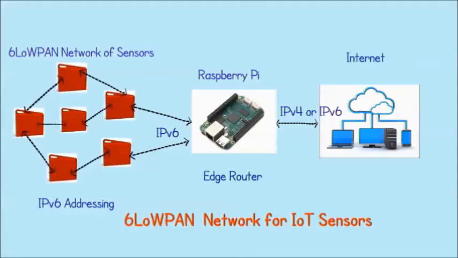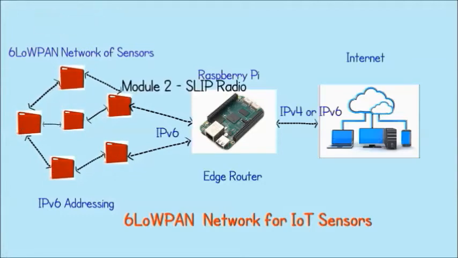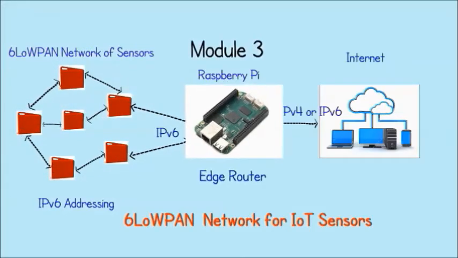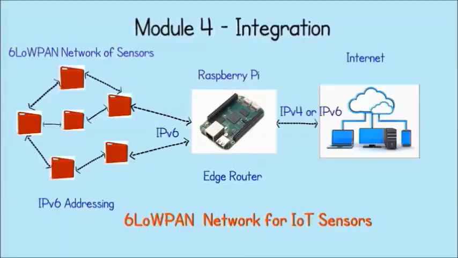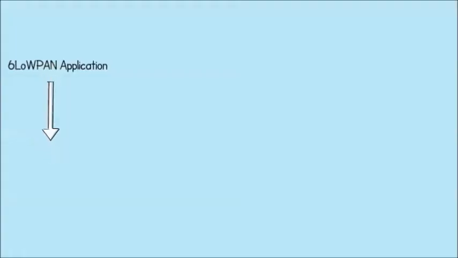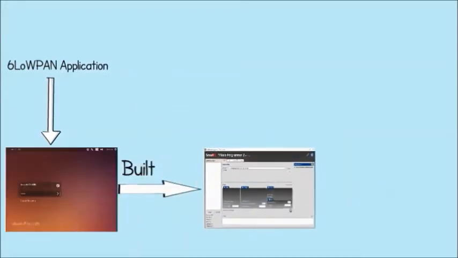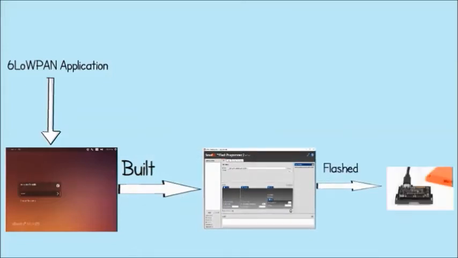Our system is divided into 4 modules. First is the mesh network, second slip radio, third edge router, and fourth is the integration of these modules. Texas Instruments SensorTag is by default Bluetooth enabled. We have reconfigured it to a 6LoWPAN network by building it on Contiki, and the generated executable file is flashed onto the SensorTag with the Smart RF Flash Programmer and XDS110 dev pack.